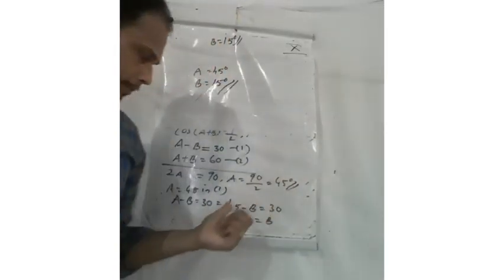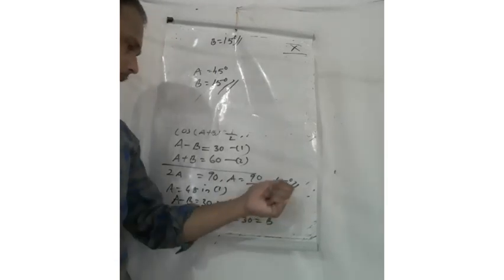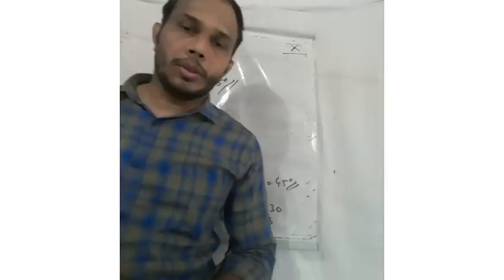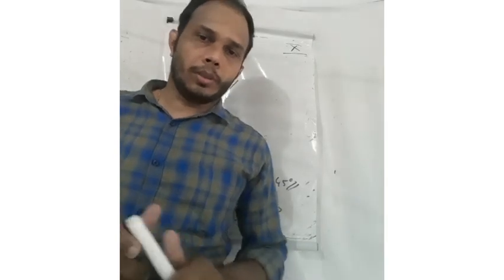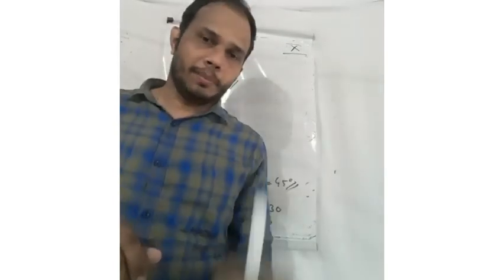By solving these equations you will get a equal to 45 and b equal to 15. This is a very important question you can expect for the examination.